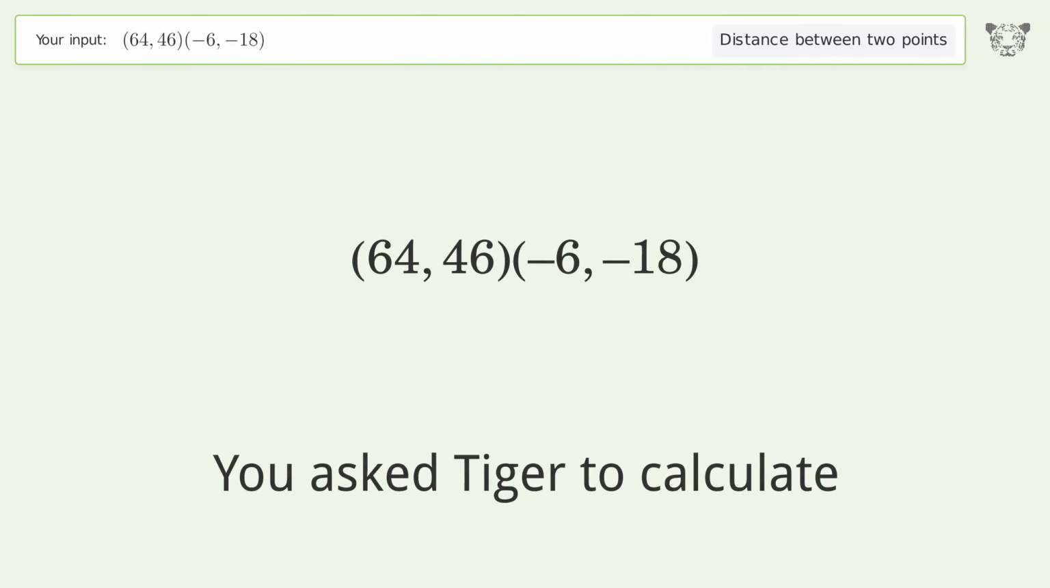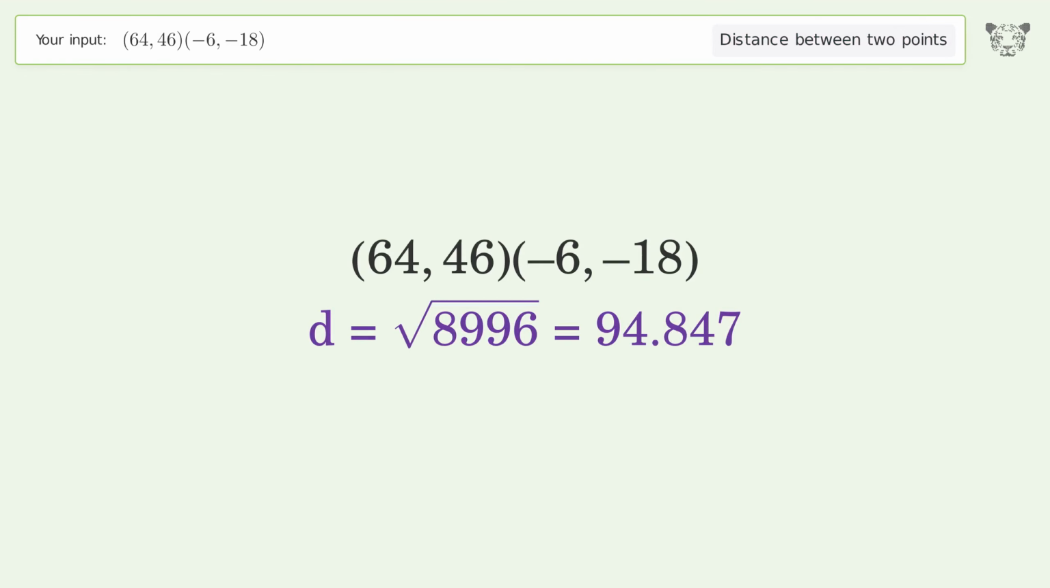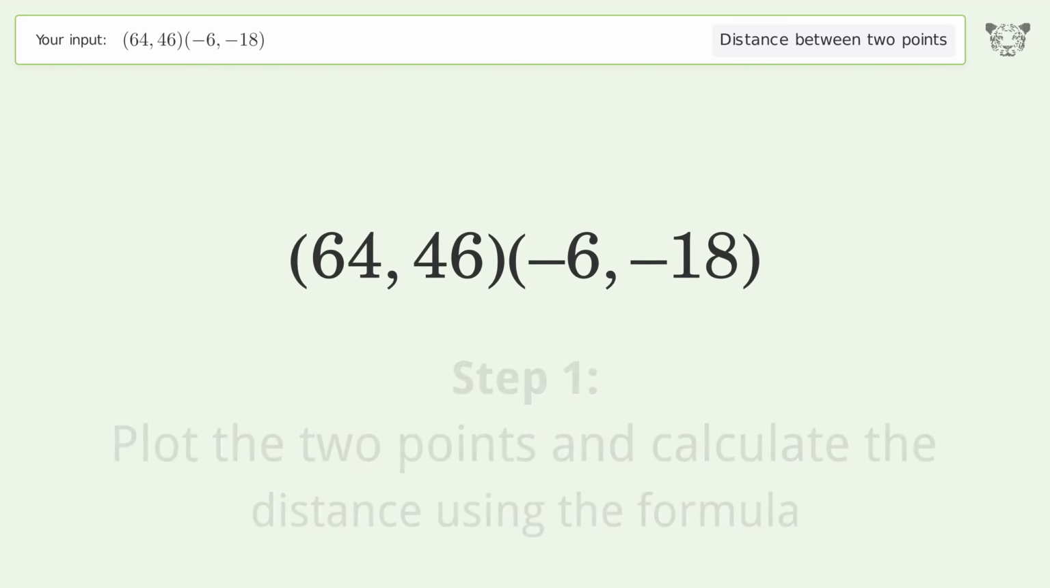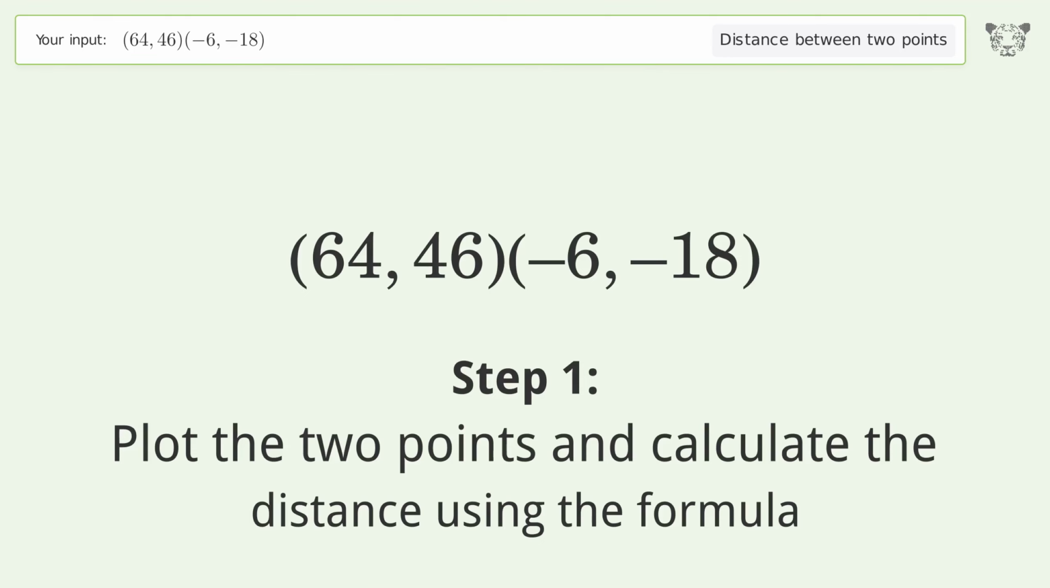You ask Tiger to calculate. This deals with the distance between 2 points. The distance between the 2 points is the square root of 8,996, or 94.847. Let's solve it step by step. Plot the 2 points and calculate the distance using the formula.